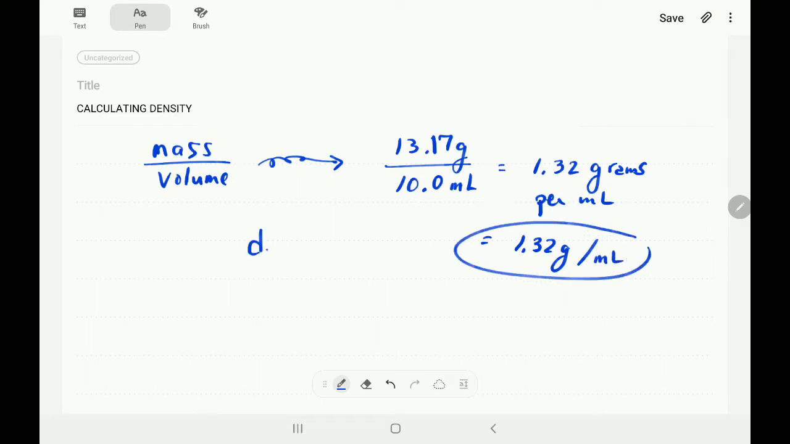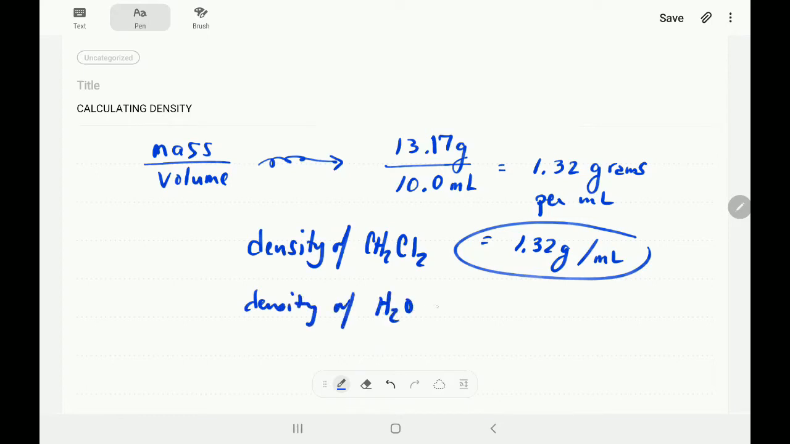Density of dichloromethane. This is the shorthand for dichloromethane. That's what it is. Density of water, you saw earlier, often written this way, 1.00 grams per milliliter.